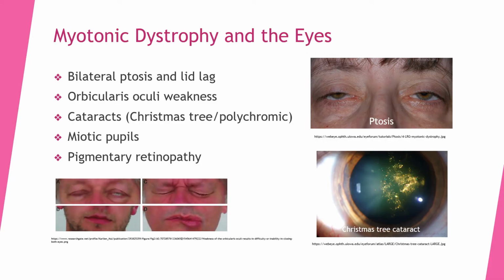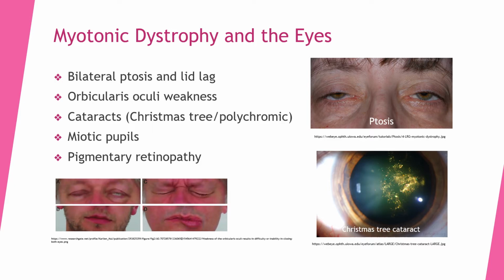With muscular dystrophy, the characteristic features on the eyes are bilateral ptosis and lid lag. Lid lag is observed when the patient looks up and then down as the eye turns downward. Usually the upper eyelid follows downwards, but in lid lag, this corresponding movement slows down and lags behind the movement of the eyes. The orbicularis oculi is weakened as well.